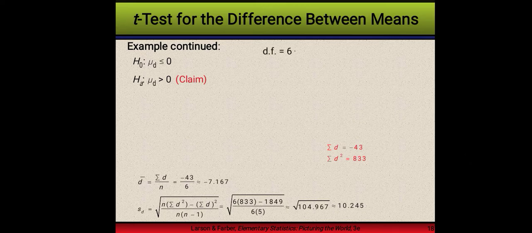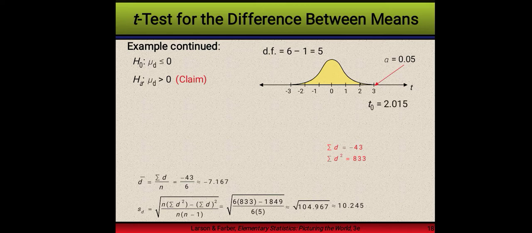Example, the degrees of freedom is 6 minus 1 equals 5, since n, the number of students, is 6, and the degrees of freedom is represented by n minus 1. So, there are 6 students minus 1 is equal to 5. So, we have here 0.05.